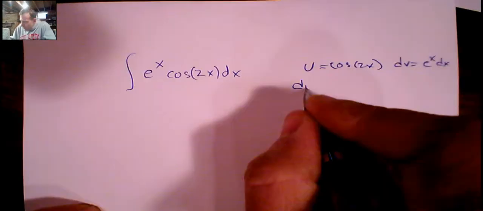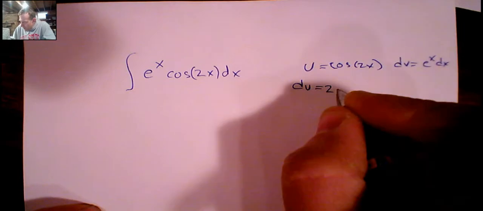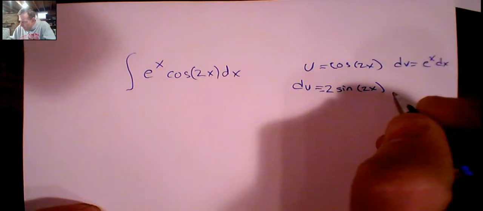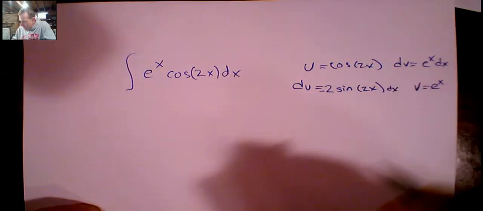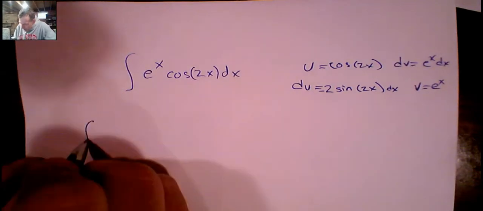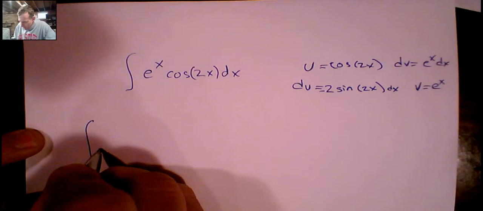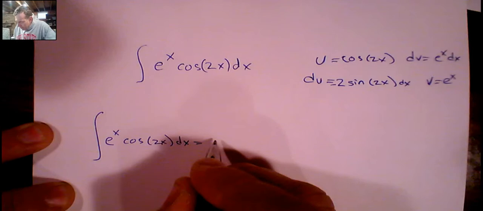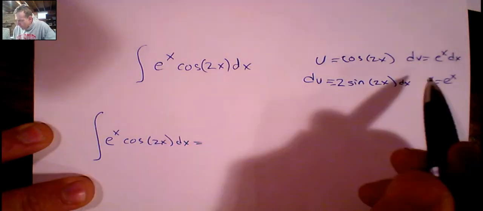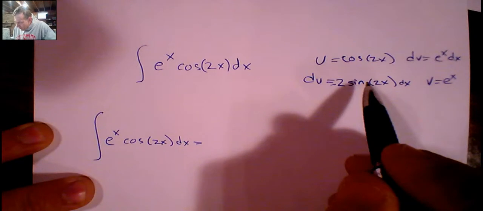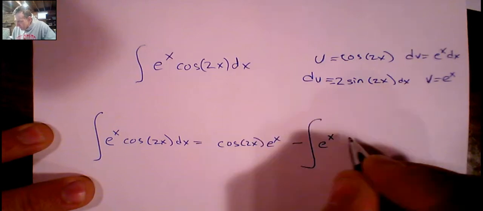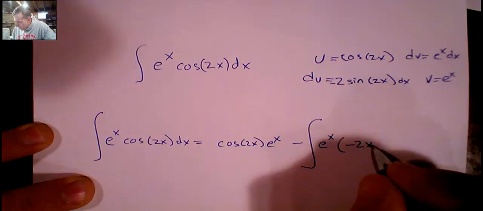Let's go ahead and work this through. du is equal to negative 2 sine of 2x, and v is e to the x. Let's plug these in, and you get that the integral of e to the x cosine of 2x dx is equal to uv minus the integral of v du. So this will be cosine of 2x e to the x minus the integral of v times du.